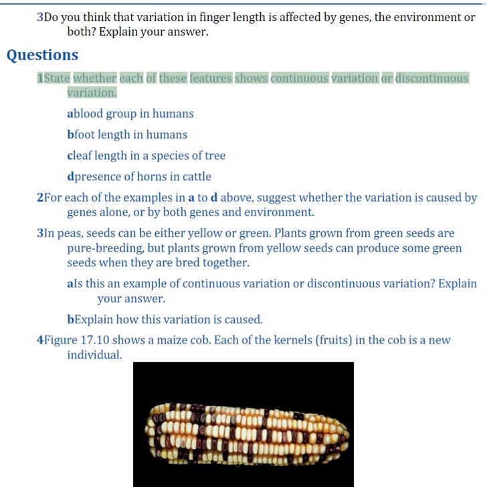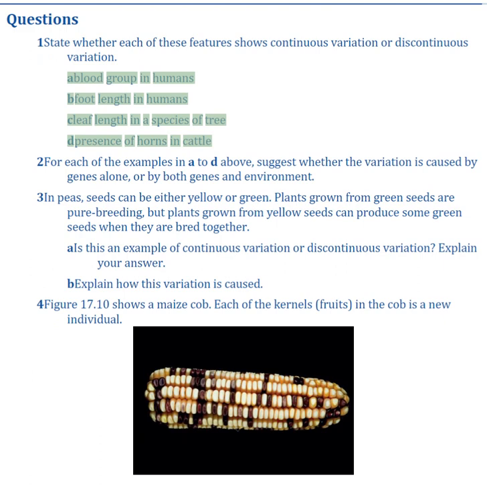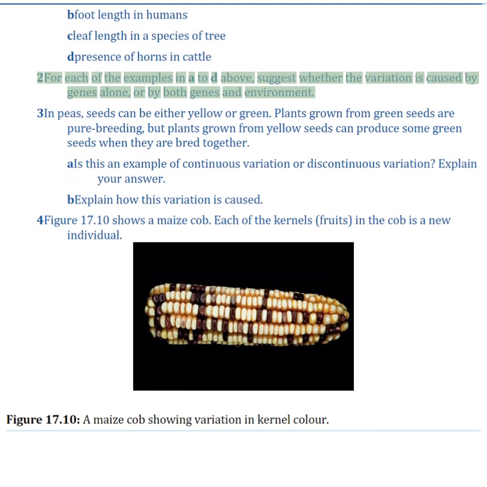Questions. 1. State whether each of these features shows continuous variation or discontinuous variation. A. Blood group in humans. B. Foot length in humans. C. Leaf length in a species of tree. D. Presence of horns in cattle. 2. For each of the examples in A to D above, suggest whether the variation is caused by genes alone or by both genes and environment.